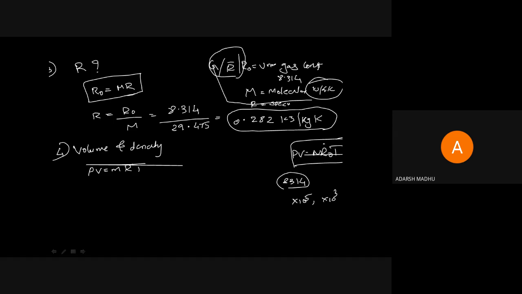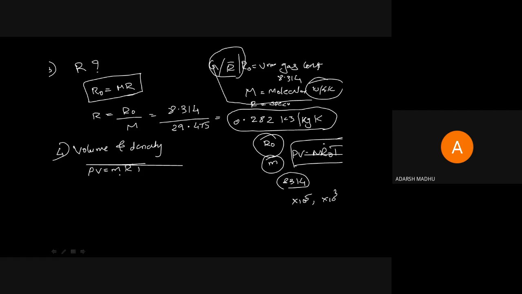We can use PV equal to mRT. When do we use nRT? We use nRT when using R naught. In the other case we are using only PV equal to mRT. When a specific gas constant question comes, we are using mRT, and when nRT is used, we are using R naught.